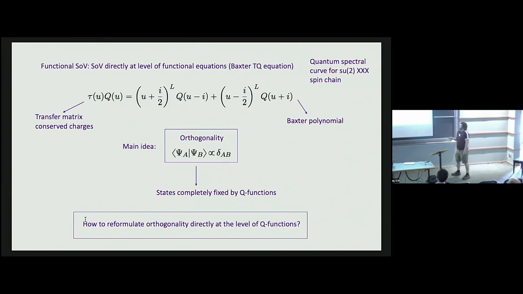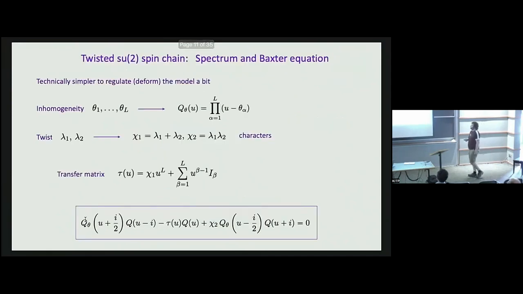All right, so to actually put this into practice, I don't actually want to work with this really nice TQ equation here. I actually want to deform things a little bit to remove some degeneracies and so on, but this is just a technicality. You can get rid of all this at the end if you want. So actually what I'm going to be working with is a twisted inhomogeneous SU2 spin chain. As I said, for technical reasons, it's actually better to deform the thing a bit.